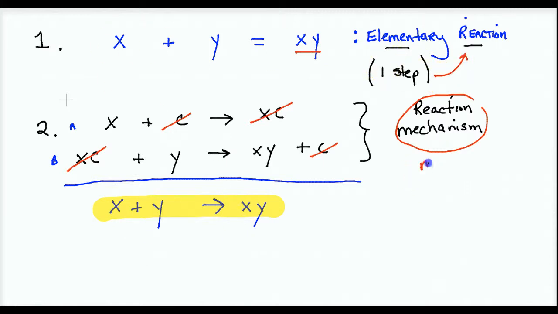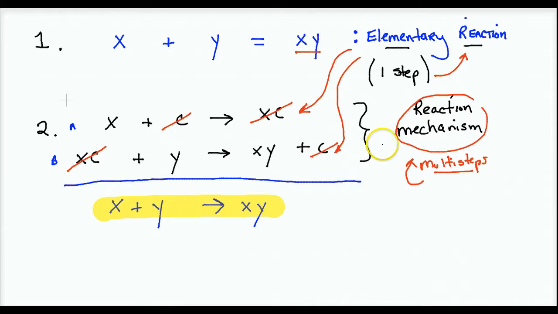So if there are multiple steps, which means there are many steps that have to cancel out to give you the overall, we call it a mechanism. And if it's one step, we call it an elementary reaction. But be careful, understand that each one of these steps amongst themselves is an elementary reaction. So we have two elementary reactions that create this mechanism.